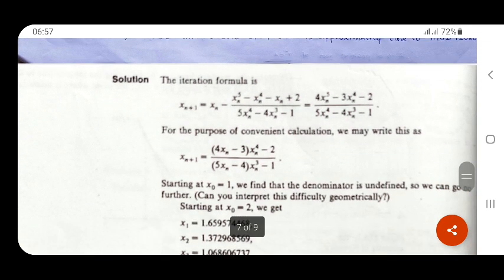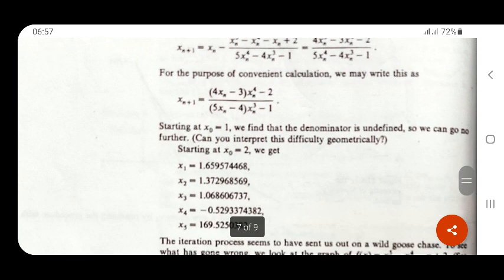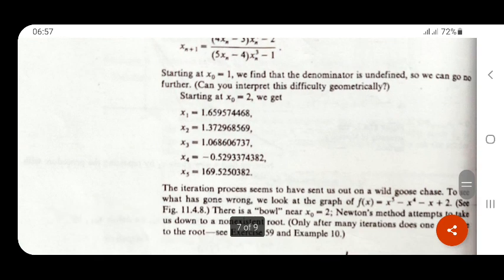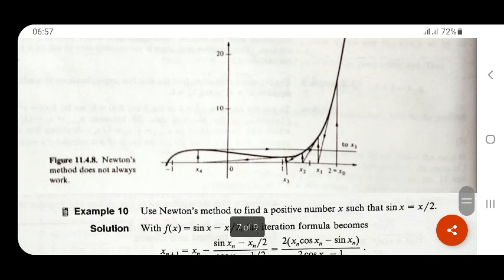Now let us see what happens if I start with something other than x naught equal to minus 2. Here is one example. If I start with x naught equal to 1, then the denominator becomes undefined. Therefore, we cannot begin with x naught equal to 1. Starting with x naught equal to 2, it goes wildly. That is, at x5 it is 169 point something, and it goes further. Here the graph of the function is given.